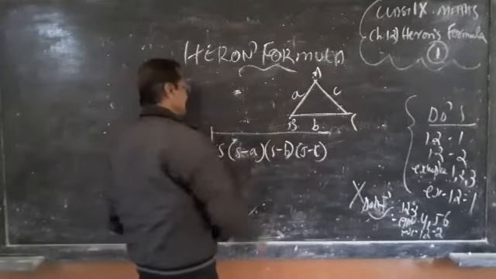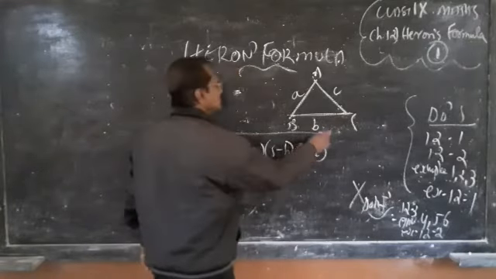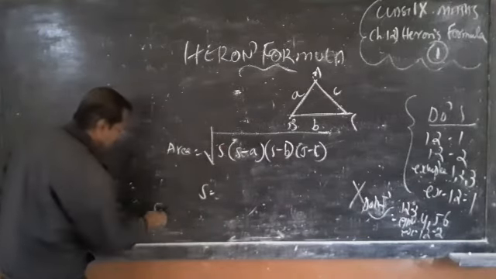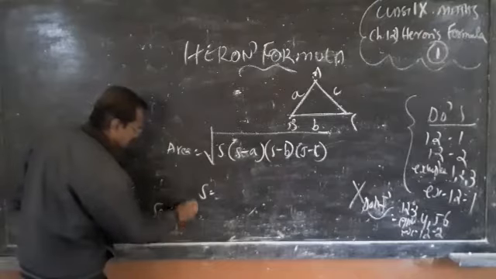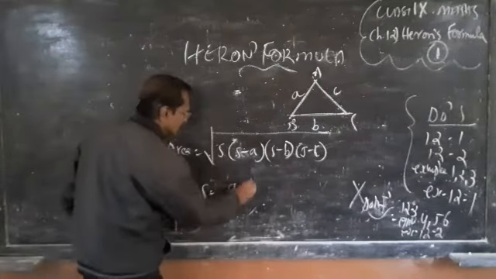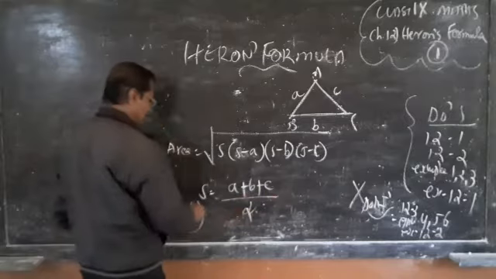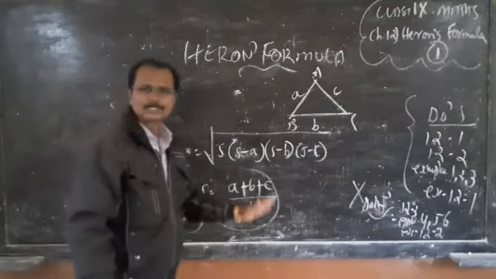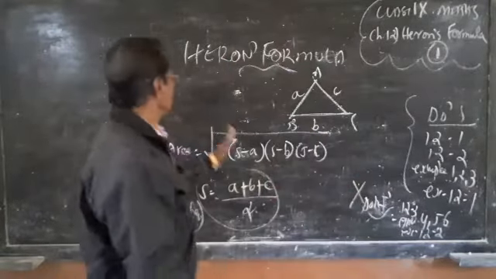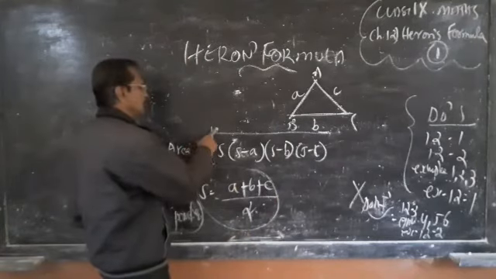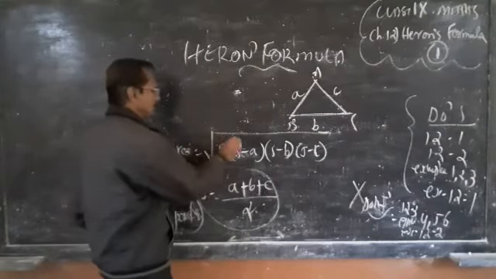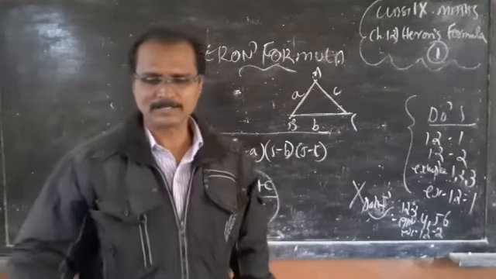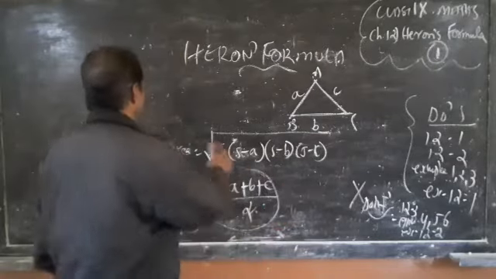Here a is this side, b is BC, and c is the third side. Then what about s? s is known as the semi-perimeter. s is equal to a plus b plus c divided by 2. So first of all, you need to find the value of s, then apply this formula. Area equals root of s into s minus a into s minus b into s minus c.